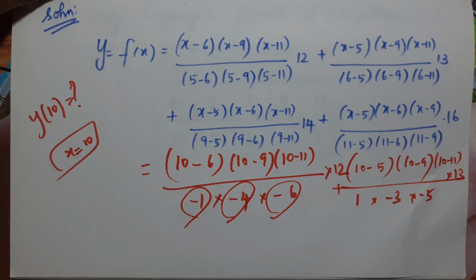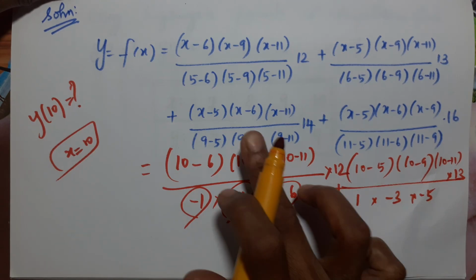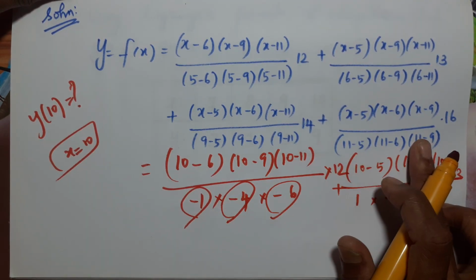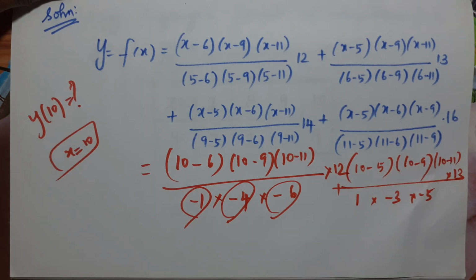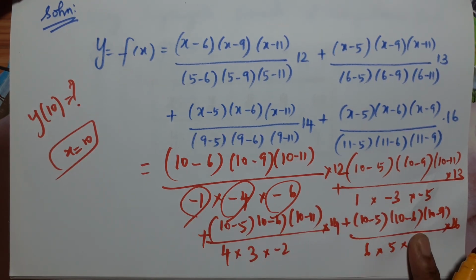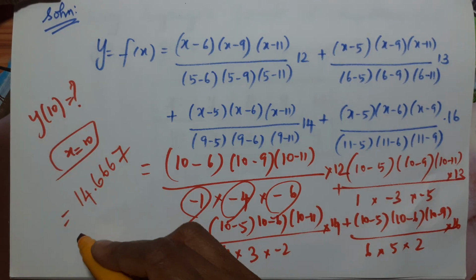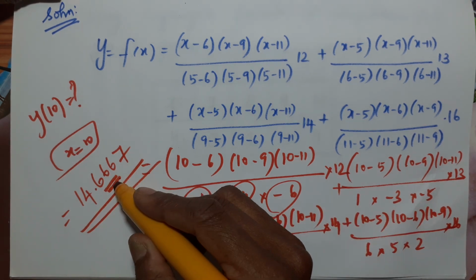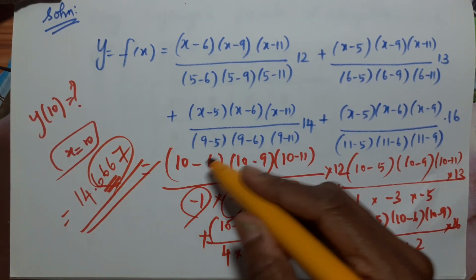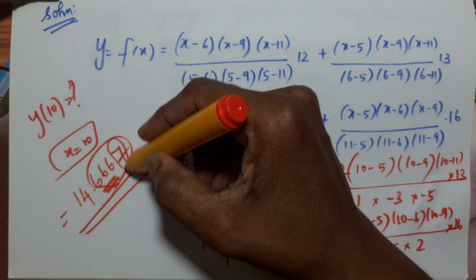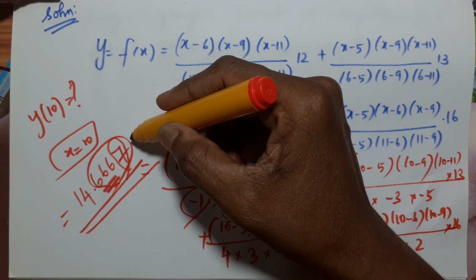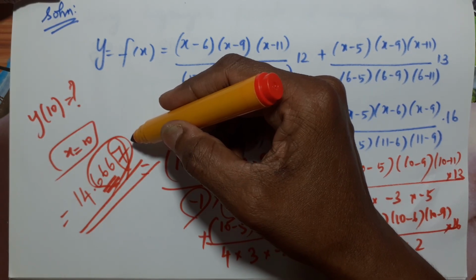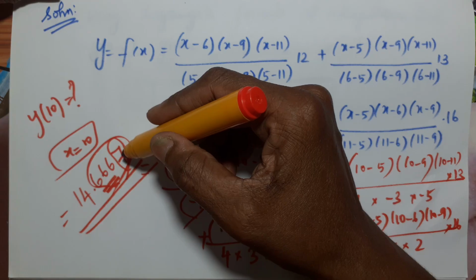This is our simplification of the second term. Similarly, we have to do all the other terms, and this is the substitution of the other two terms. After simplification, we have to get this as the answer, 14.6667. Don't take up to 2 decimals, take at least 4 decimals. And when you take the 4th decimal, if the 5th decimal is 5 or above, we have to add 1 to the previous digit.